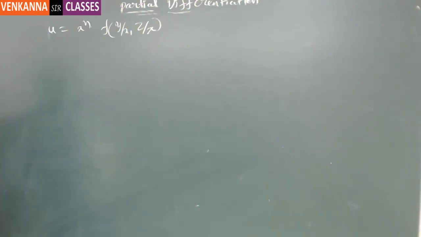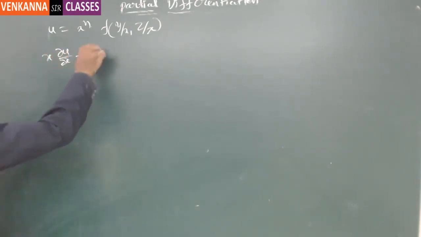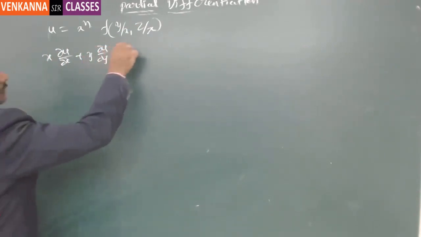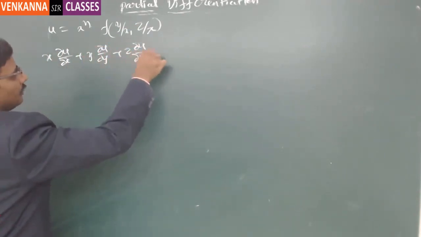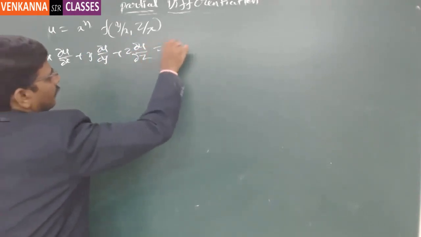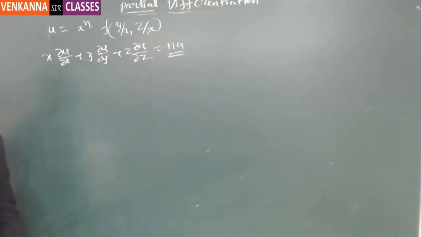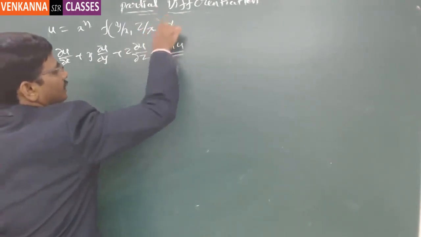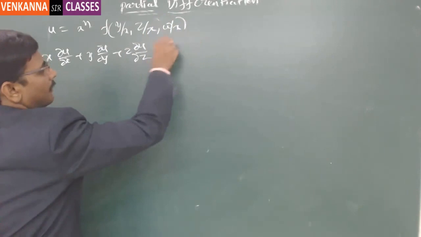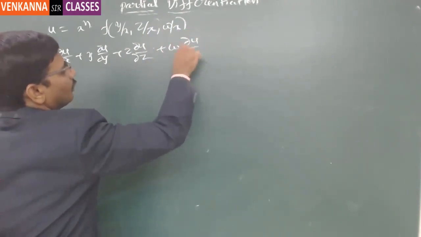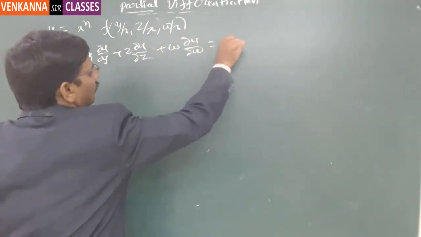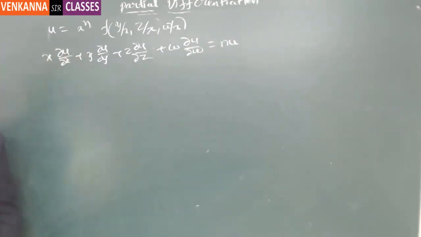For this kind of function, the homogeneous principle x ∂u/∂x + y ∂u/∂y + z ∂u/∂z is again equal to nu. So this principle applies. Even if you have one more variable, let us say w/x, then this can be w ∂u/∂w, again equal to nu. So this can be extended to any number of variables. This is the beauty of this.